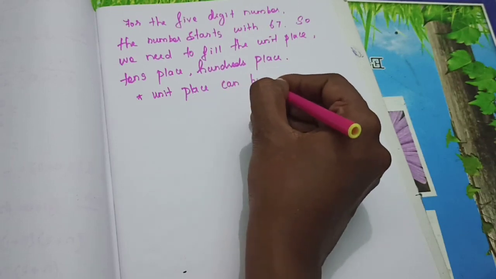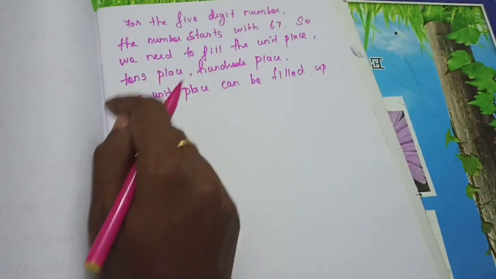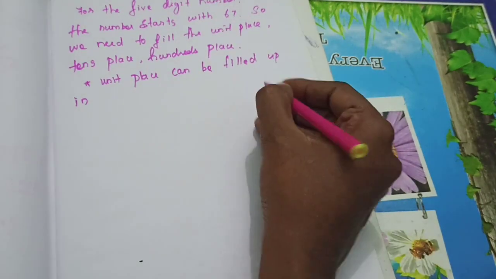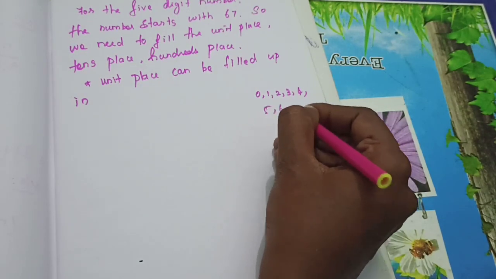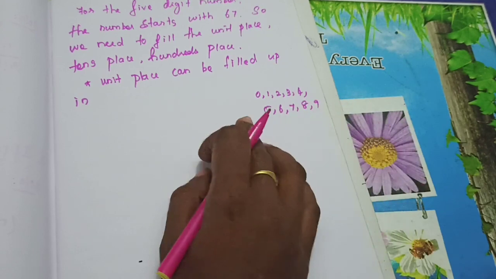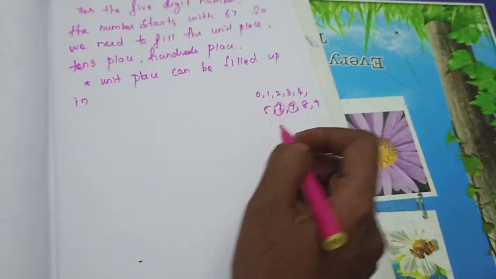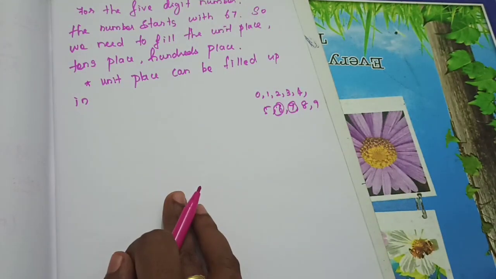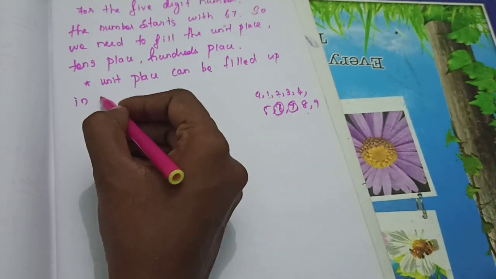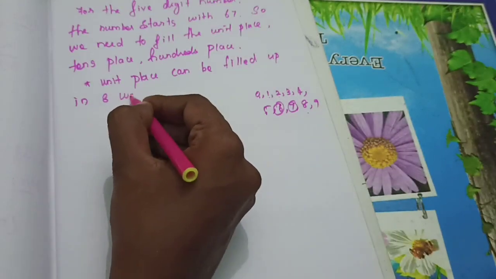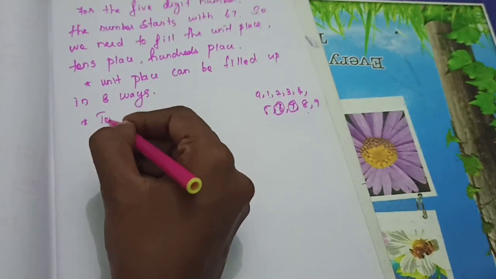So unit place can be filled up in how many ways? 0, 1, 2, 3, 4, 5, 6, 7, 8, 9. Totally from 0 to 9 numbers you can use, but already they used 6 and 7. So these 2 numbers you can't use. So how much remaining? 1, 2, 3, 4, 5, 6, 7, 8. So unit place can be filled in 8 ways. Understand?